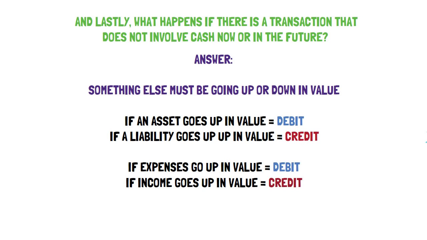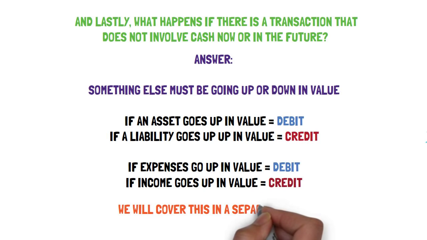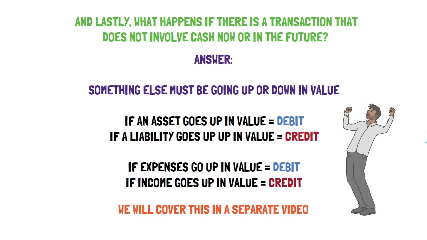Then we go into the income statement. If expenses go up in value, it's a debit. Now this is the other side of the coin. Why? Because if expenses are going up, it means my cash is going down. So if cash goes down, so I credit cash, that means my expenses will be debit expenses. And then if income goes up in value, it's a credit to income. But we'll cover off the P&L in more detail later. If you focus on the assets and liabilities and applying rules 1, 2, and 3, you'll get the majority of your answers.